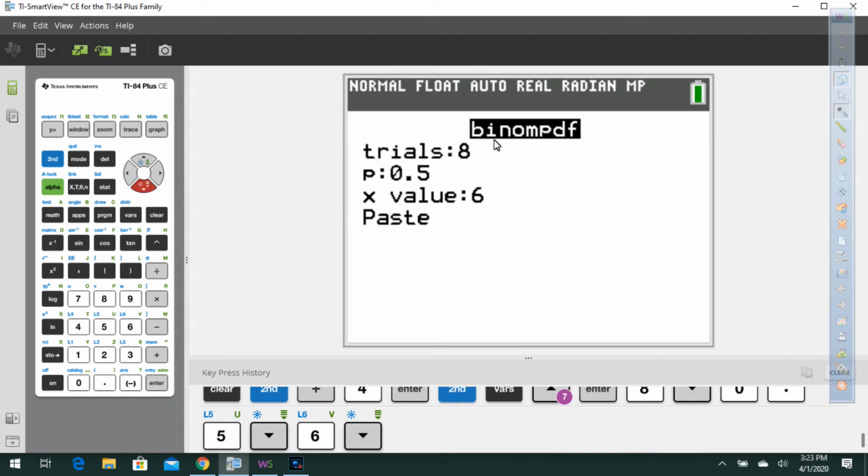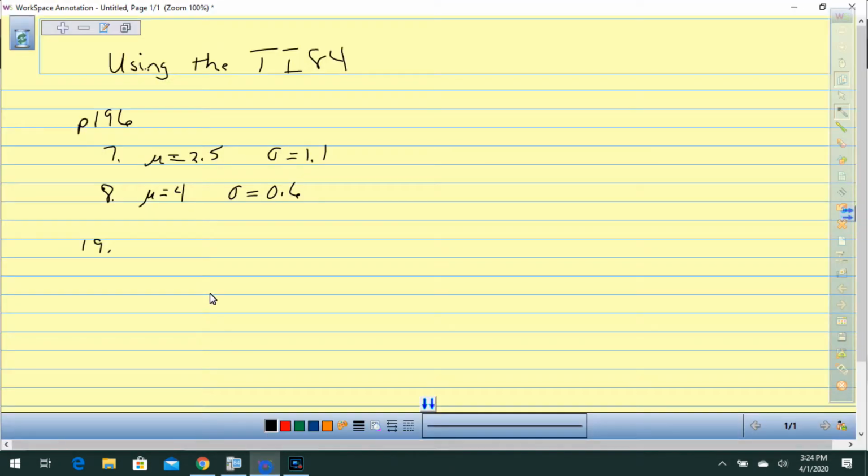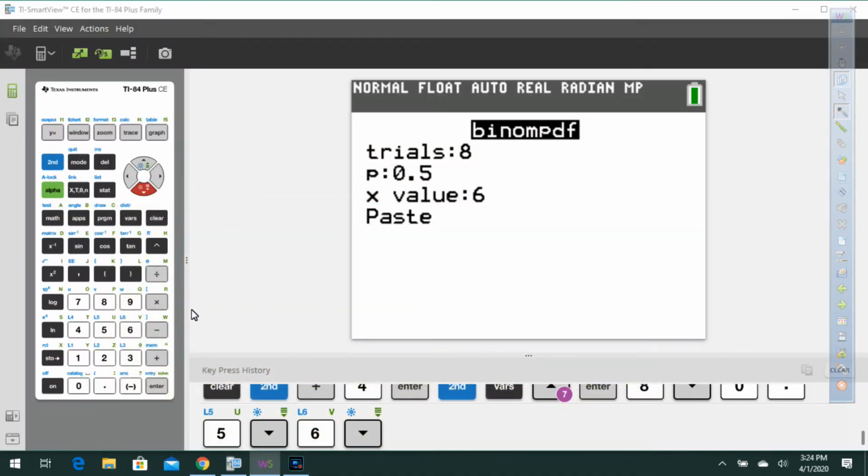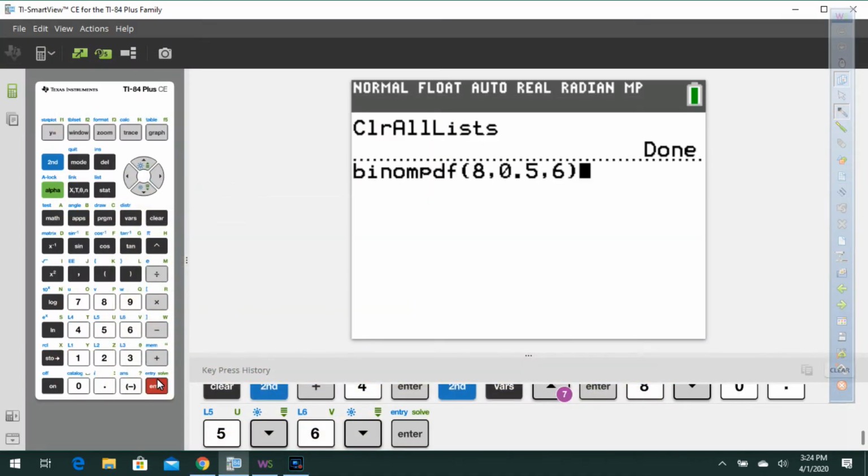Now, you're looking for the PDF. We're looking for the probability that X equals 6, and that's why you use the PDF. Binomial PDF, and it was 8, 0.5, and 6. And then when you press enter, it looks just like that, and we get 0.109.